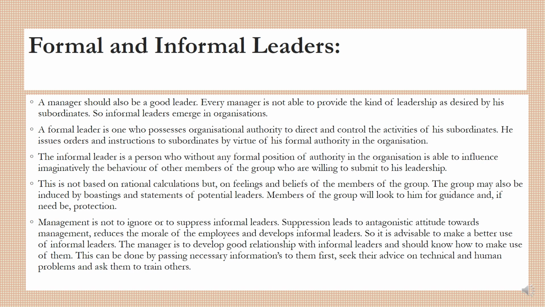The manager is to develop a good relationship with the informal leaders and should know how to make use of that. This can be done by passing necessary information to them first, seeking their advice, bringing them to consensus on technical and human problems, and then asking them to train others. In this way, informal leadership can actually be used as an asset. It can prove to be an asset for the managers. So, this was all about formal and informal leaders.